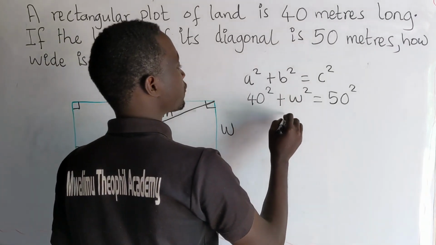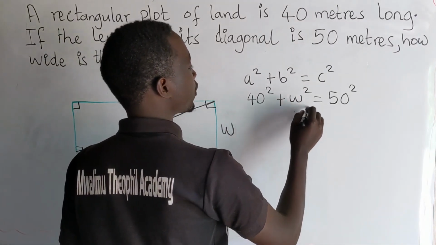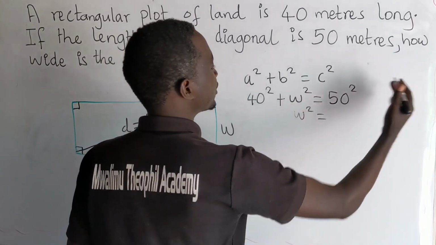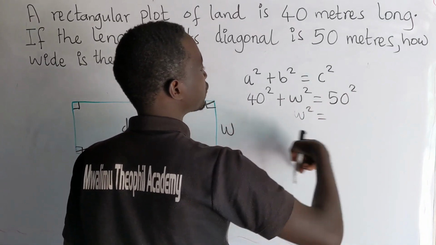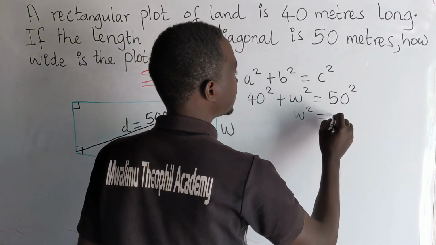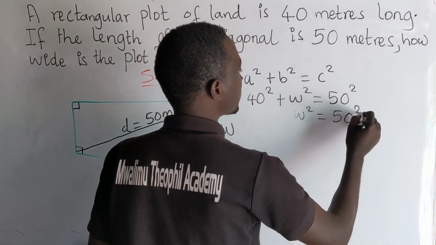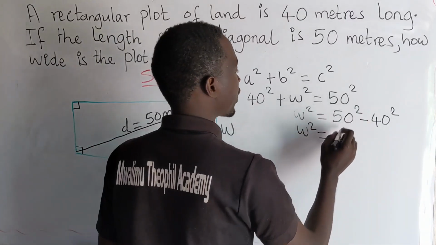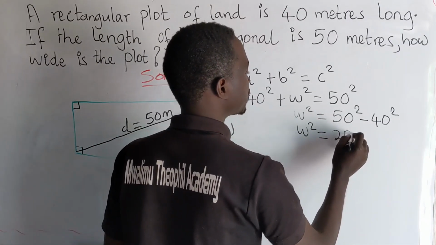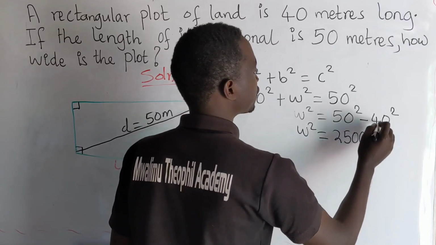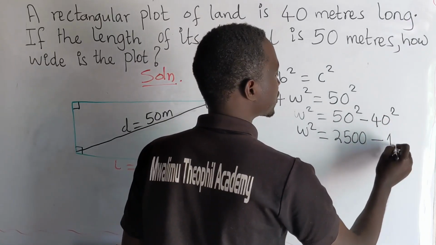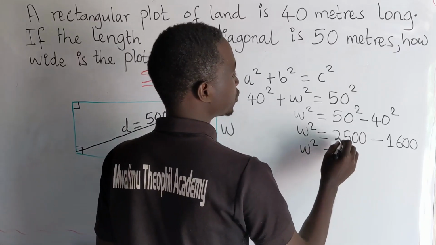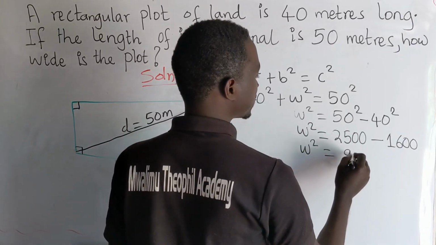Here, we are going to have W square is equal to, we take this 40 square to the right hand side. As here it is positive, it is subtracted on the opposite side, where it becomes 50 square minus 40 square. W square, 50 square, we get 2,500. Minus 40 square, we get 1,600. W square will be equal to, we get 900.